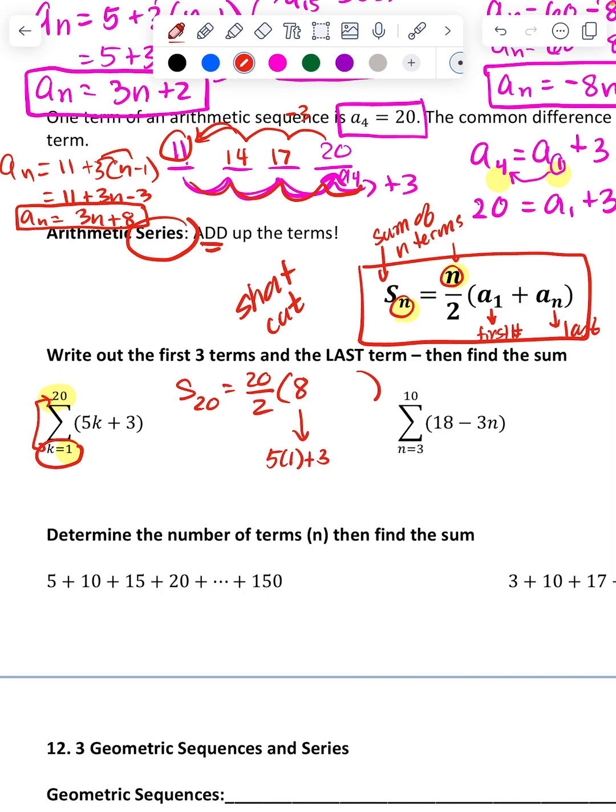Now I'm going to find my last term by plugging in the 20. So 5 times 20 plus 3 is going to turn into 103. So I can use the shortcut and I can say, okay, I'm going to be taking 20 divided by 2, which is a 10. Sorry, that's why I said that. And I'm just going to plug this whole thing in my calculator. So you can kind of do it however you want. You can do 8 plus 103 first because it's inside, and then you can times that by 20 over 2, which is 10. But when you're done, you're going to have 1,110.